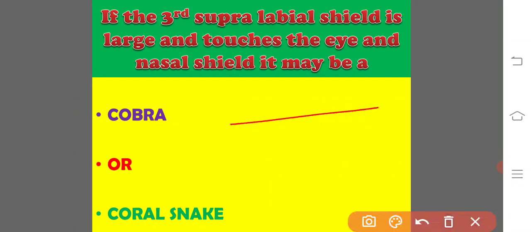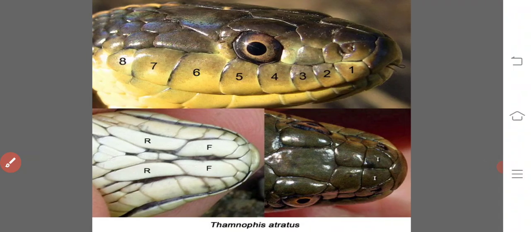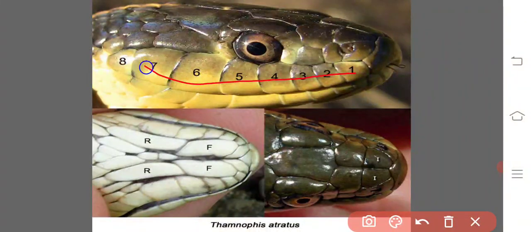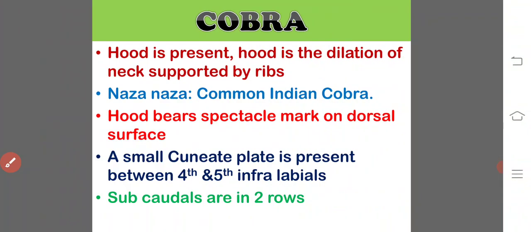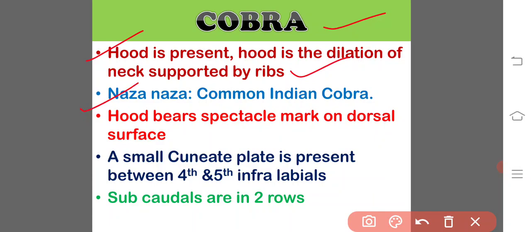Then if you observe the characteristic features of the cobra, these are the supralabials, 1, 2, 3 numbered. The characteristic features of cobra are that a hood is present, and the hood is the dilation of the neck supported by ribs. The best example is Naja naja, commonly called the common Indian cobra. The hood bears a spectacle mark on the dorsal surface. It may be biocellate or monocellate.